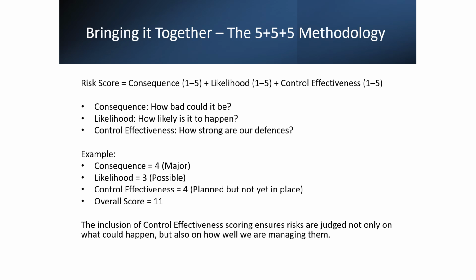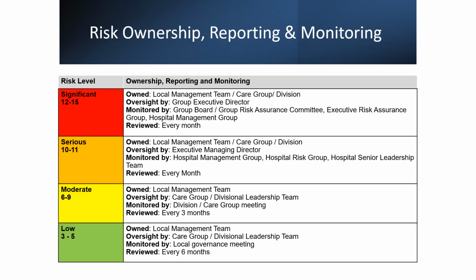Following those 3 steps, we will have our consequence, likelihood, and control effectiveness scores, each rated from 1 to 5. We then bring the 3 together by adding the consequence to the likelihood to the control effectiveness, giving us an overall score. This slide sets out ownership, monitoring, oversight responsibilities for a risk, which are all dependent on the level of risk assigned. Risks with high scores, especially if controls are weak, will escalate through our governance structures for appropriate oversight.